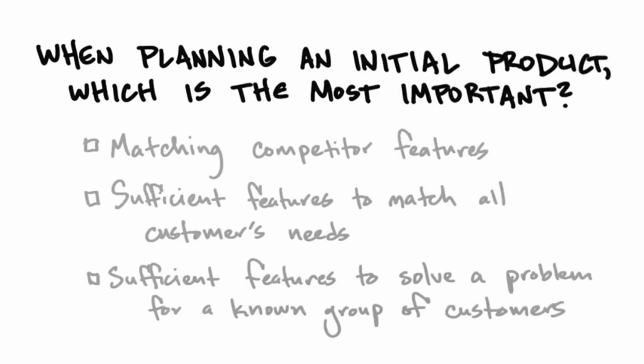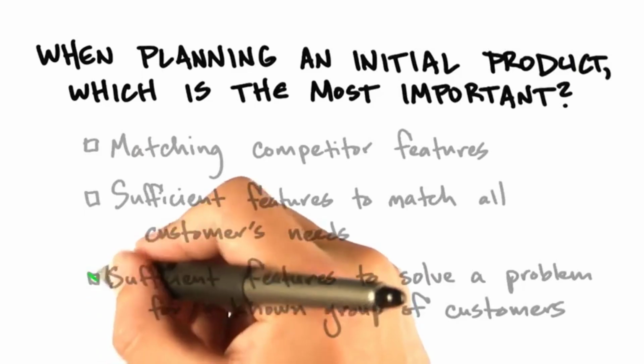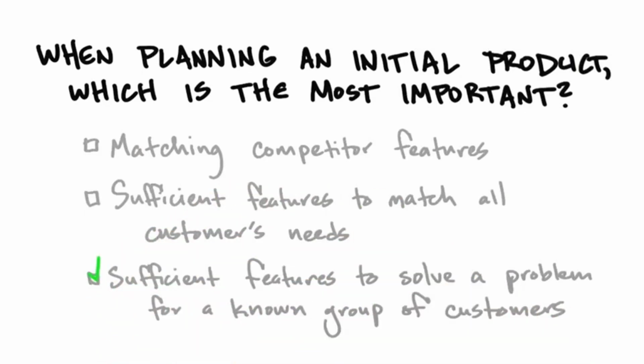The answer is, when you're planning an initial product, the most important is finding sufficient features to solve a problem for a known group of customers. Matching competitive features is what we used to do, and actually is a going-out-of-business strategy, unless you're in an existing market and you happen to know which features customers have told you are more important. Having sufficient features to meet all of customer needs? Startups just don't have the resources to do every possible wish that a customer has, at least on day one. And so really what you want to do is focus on enough features to solve a problem important enough for a known group of customers.